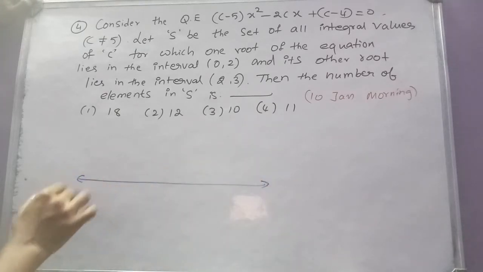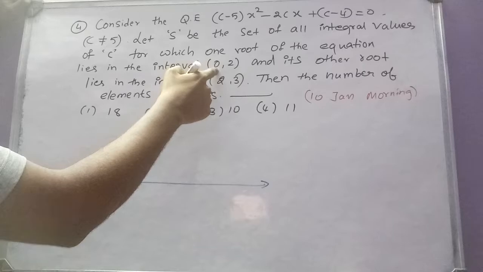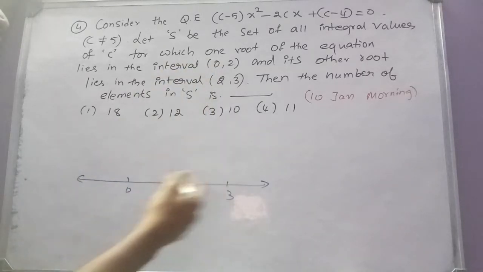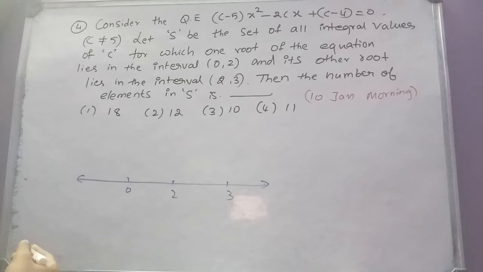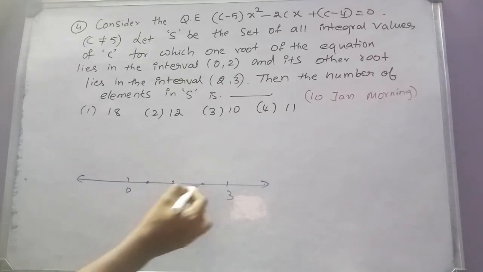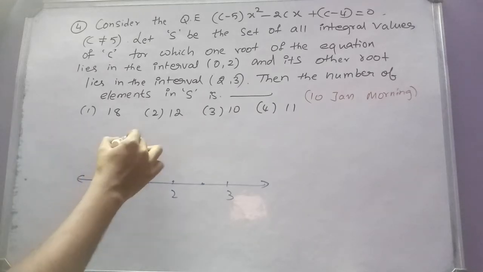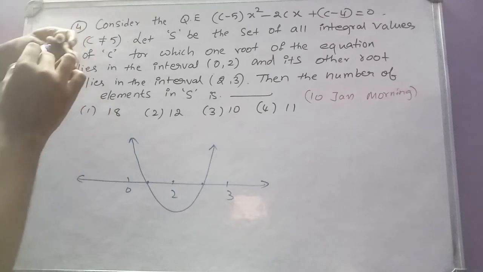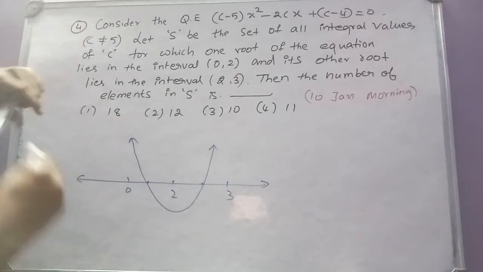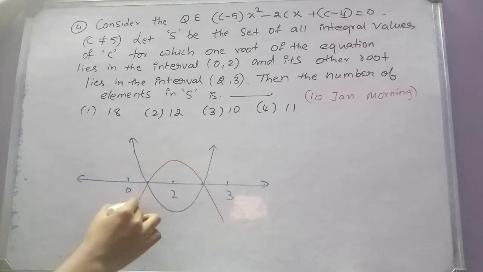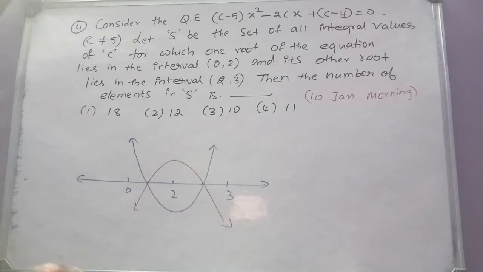But you have to observe. Take these numbers 0, 2, 3 on the number line. So one root is between 0 and 2. The other root is between 2 and 3. If it is an upward parabola, the graph comes like this. Or if it is a downward parabola, then the graph comes like this. In either case, you have to observe one thing.